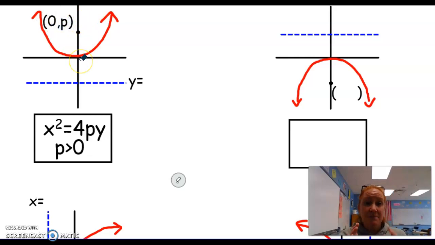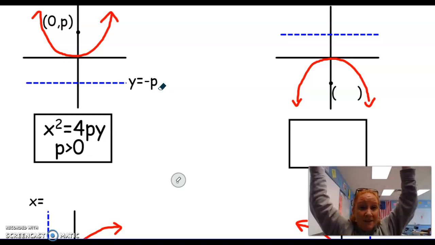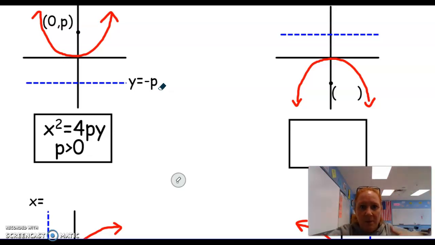So for this one, because it's opening up, the p is going to be an up and down movement. And so then wherever the focus is at, the directrix is going to be exactly opposite. So the p is where your focus is, and then the directrix will always be the opposite of that. Now it's not always going to be a negative number, it's just always going to be the opposite of what the p is. So since this one opens up, it's going to be x squared equals 4py.